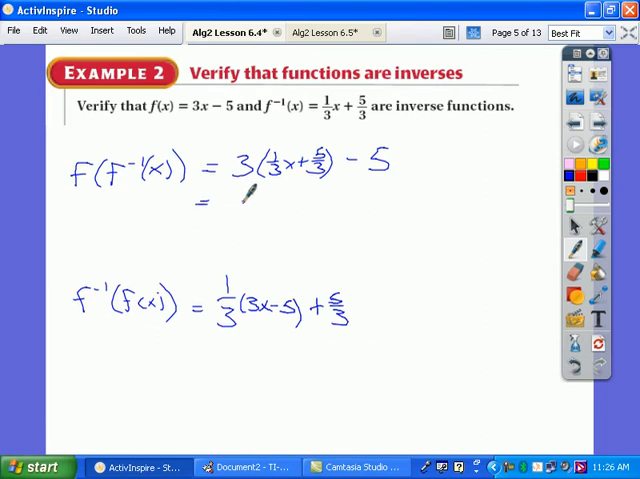Here, if I distribute the 3, I'm left with x plus 5 minus 5, which just equals x. Here, when I distribute the 1/3, I'm left with x minus 5/3 plus 5/3, and this just equals x. So I've composed both directions. I've been left with just x. So these two functions are truly inverses of each other.